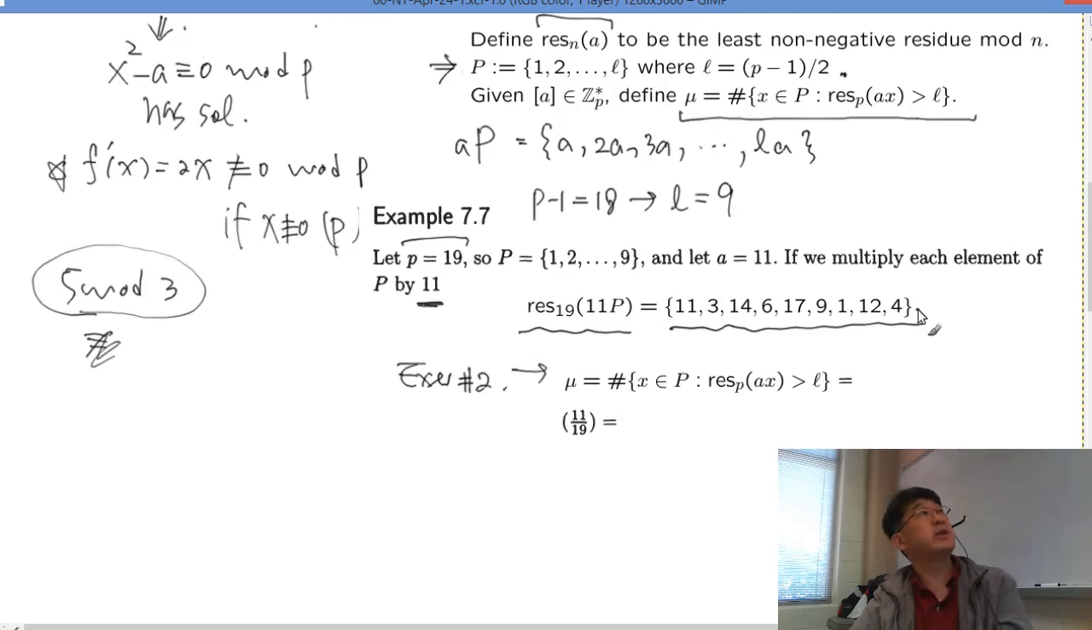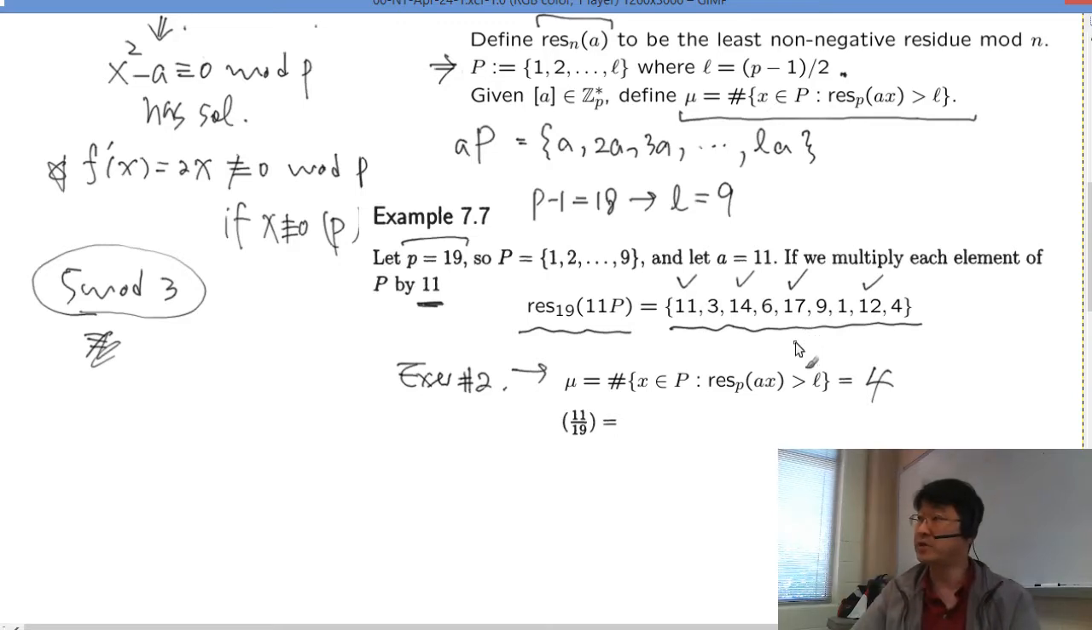Right, by looking at them, what is the answer? 11 is over, right? 14, 9 is not. 17 is, right? 12, that's it. Right? 4 of them. Make sense? 4 of these things, after you multiply by that fixed element, went outside the half register system. Right? So, plus or minus 1?